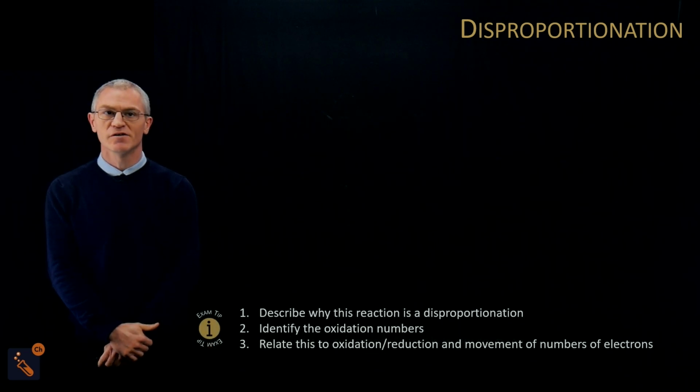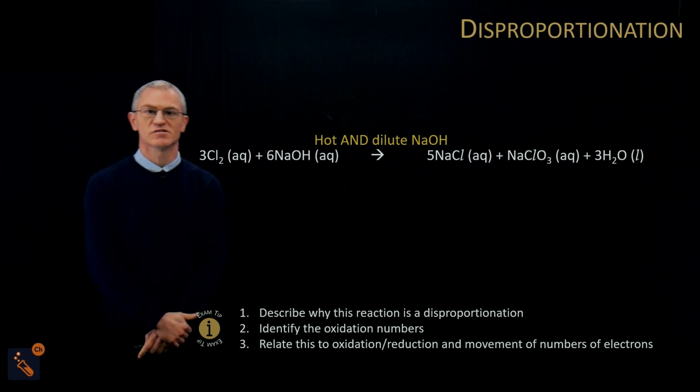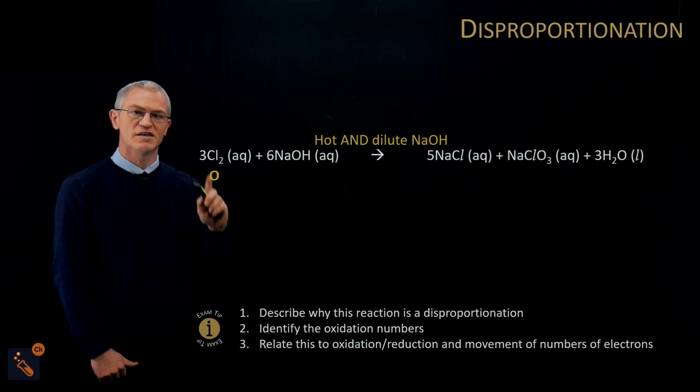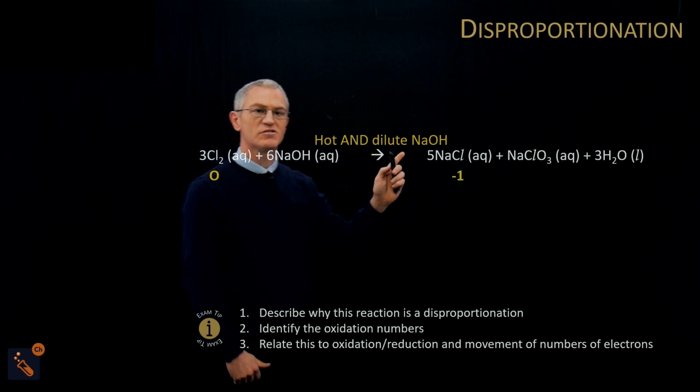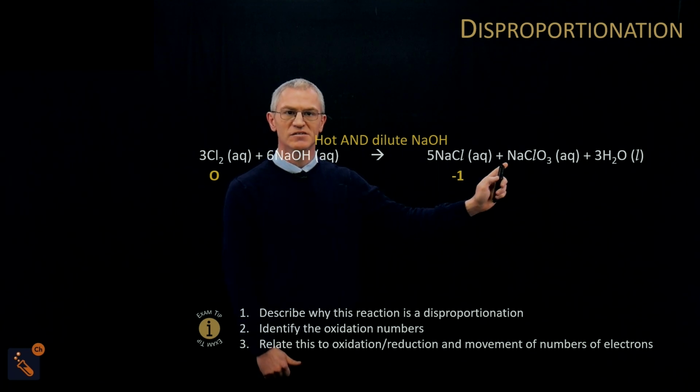The last example of disproportionation is with hot and dilute sodium hydroxide. We can see here that the chlorine's gone from 0, as it has done in the previous examples, and it's gone to -1, as it has done in the previous examples again. But this time we have sodium chlorate with 3 oxygens, and therefore we have an oxidation number of +5 instead.